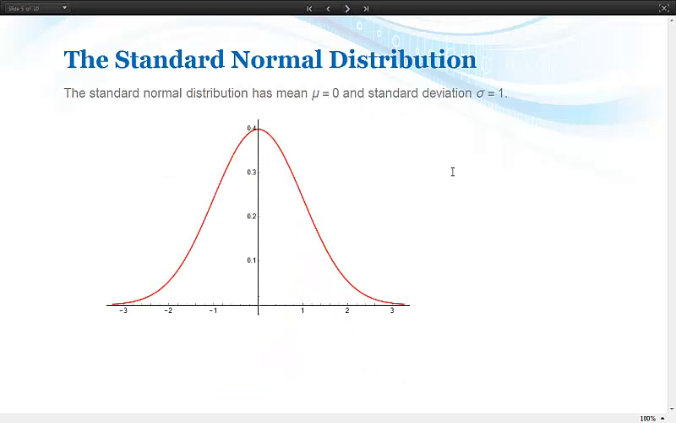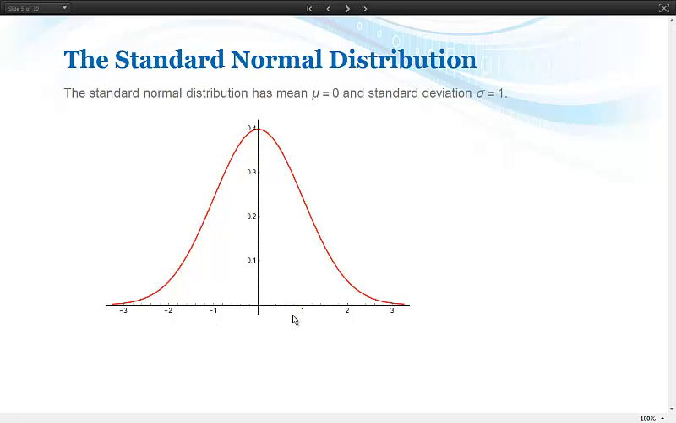Now, the standard normal distribution, the picture is static. It has a mean of 0 and a standard deviation of 1. And notice that we're using the population parameter symbols, mu for the mean and sigma for the standard deviation, because the normal distribution models a population. And so here's the picture.